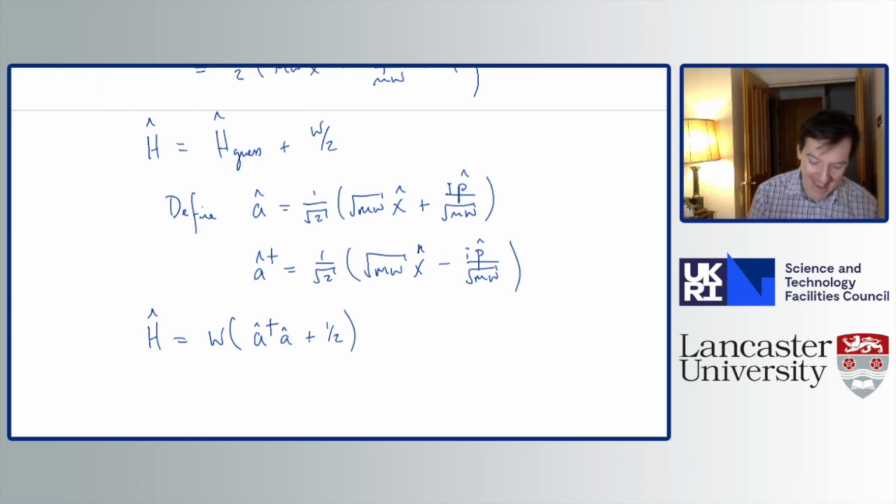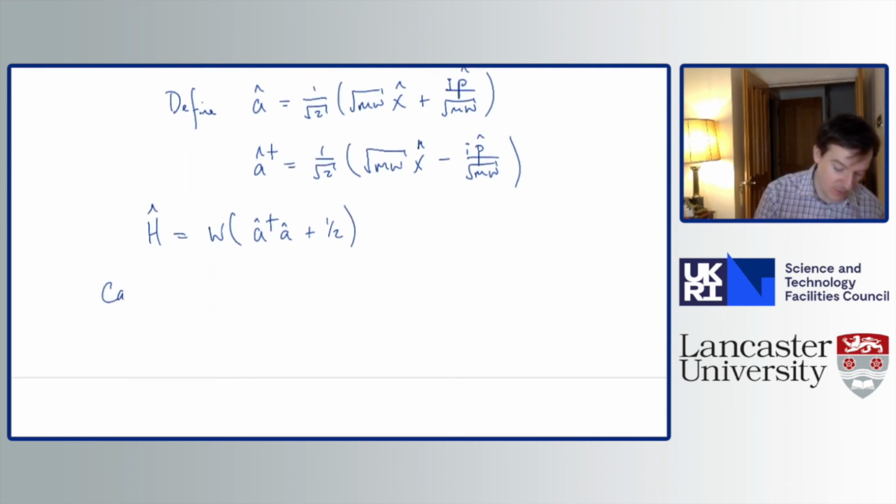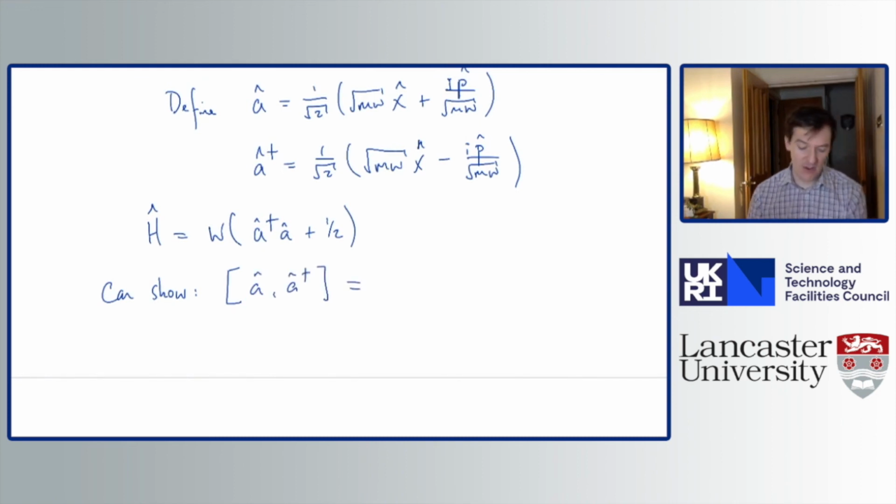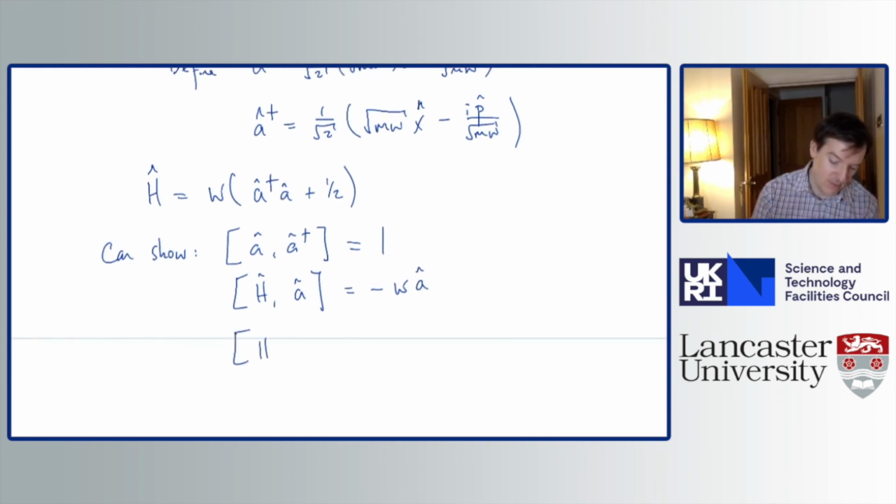So both A and A dagger depend on x and on p. So we know x and p satisfy certain commutation relations, and it's also possible to show, I'm not going to do it in these videos, that A and A dagger satisfy commutation relations as well. So A with A dagger gives 1. The Hamiltonian with A gives minus omega A. The Hamiltonian with A dagger gives plus omega A dagger.